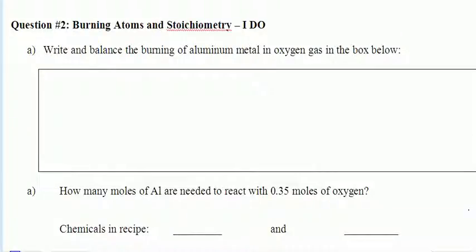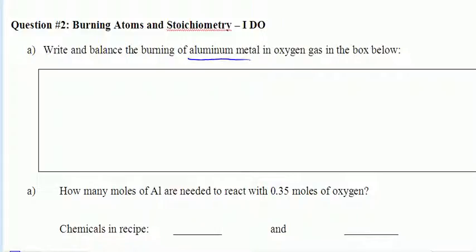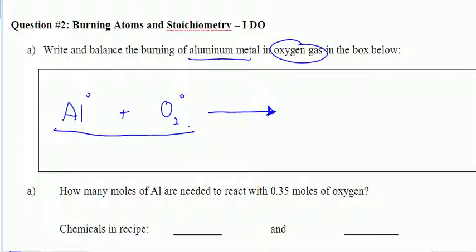Okay, here we are doing question number 2. We're talking about burning atoms along with stoichiometry. Write and balance the burning of aluminum metal in oxygen gas. Aluminum metal is just an element, we give it a 0 charge. Oxygen gas is just an element, we give it a 0 charge. Okay, now they both are not excited, so they got to get excited.